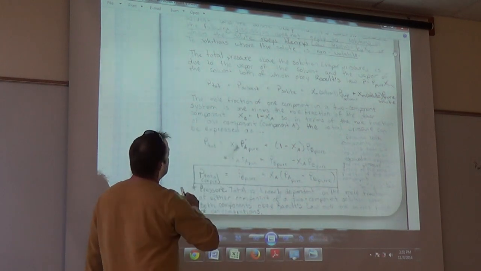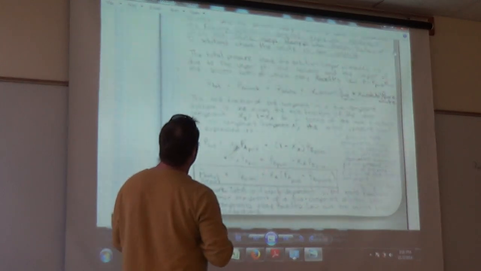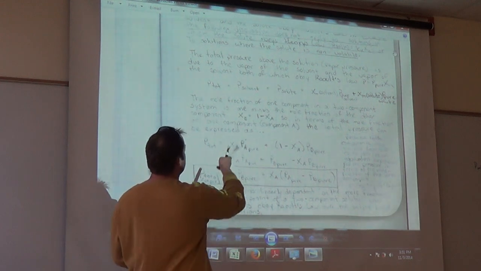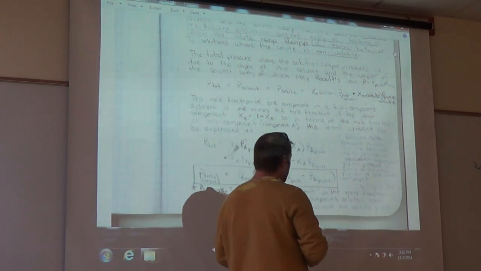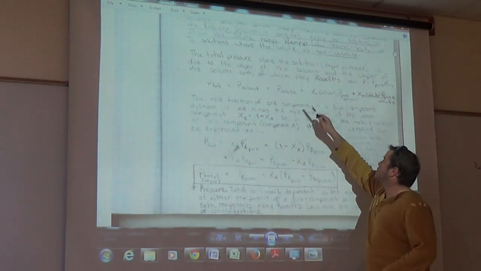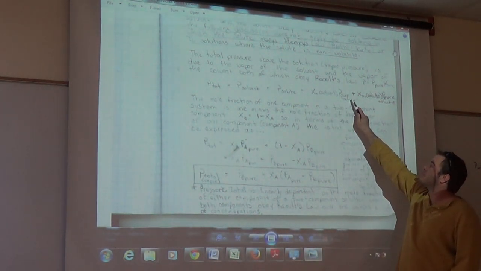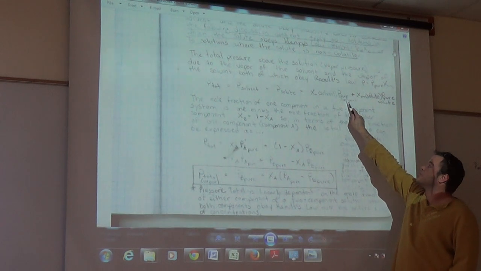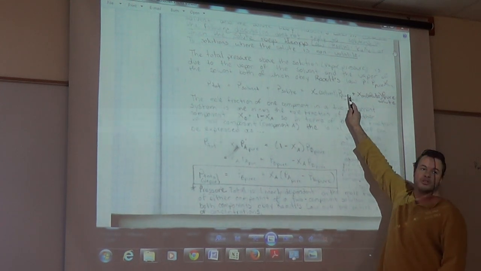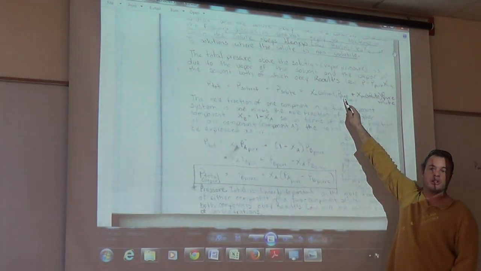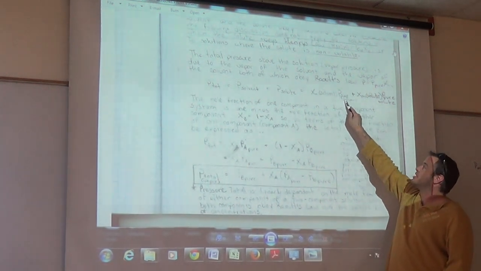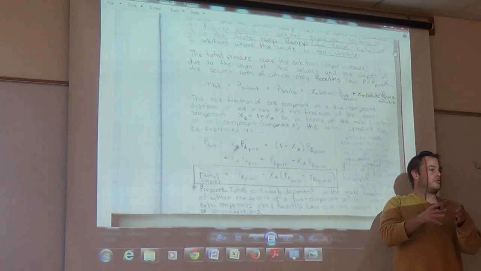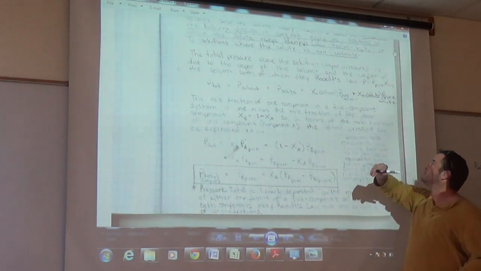We start off and we say that the total pressure in the vapor is the pressure of the solvent plus the pressure of the solute. Both of these obey Raoult's law, and so the pressure of the solvent is the mole fraction of the solvent times the pressure of the solvent in the pure system. I used a different notation in this set of notes than in the last one. When I put P pure solvent, I mean if you have a pure liquid solvent, what's the vapor pressure above that solvent?